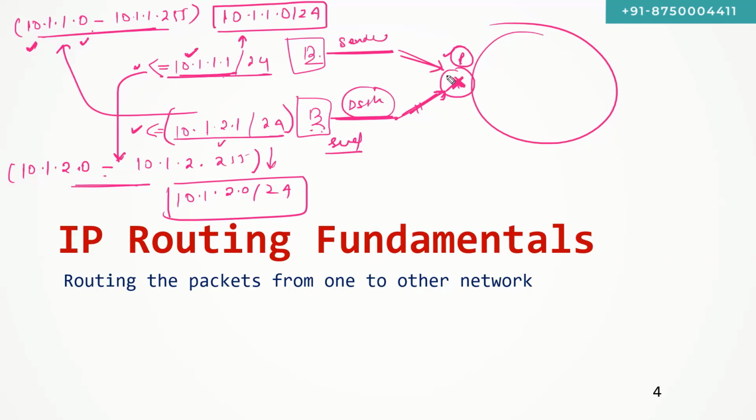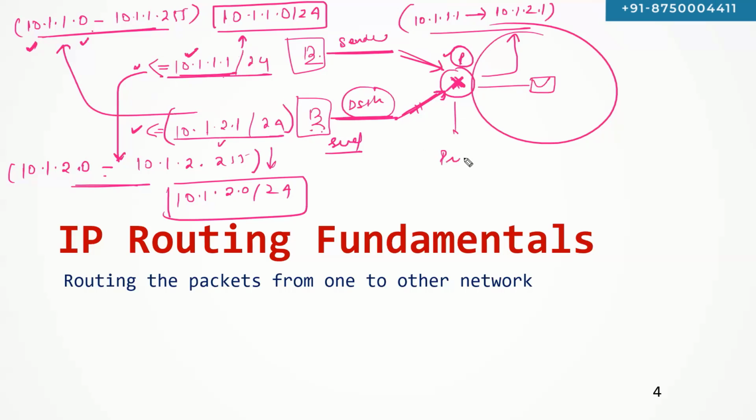So the router is the device which receives the packet from one network, like 10.1.1.1, going towards 10.1.2.1. The router is the device which is going to take a look at the destination IP and decide how to forward that packet from one network to another network. And that process of forwarding the packet from one network to another network is what we refer to as routing. So routing basically is a process of forwarding the packet from one network to another network.